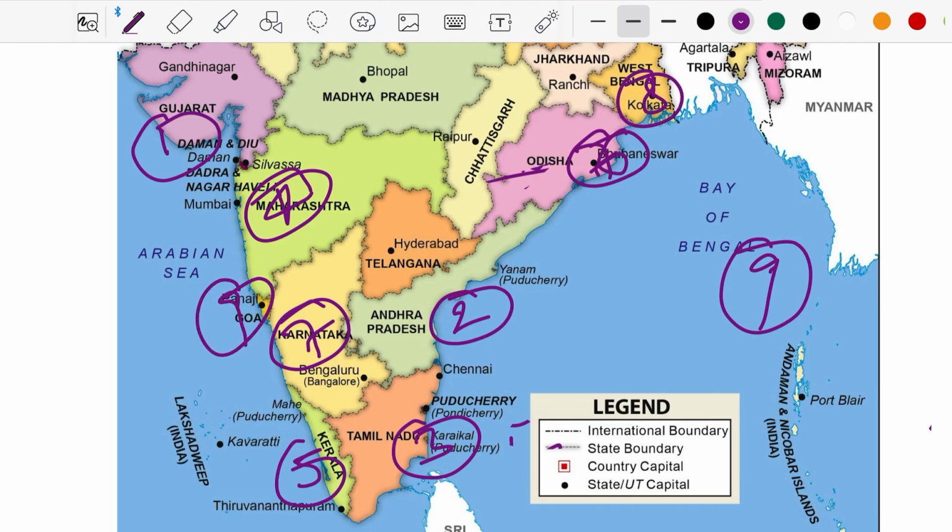I'll repeat it so that you all can have the revision. First, the state which has the largest coastal boundary is Gujarat. Second it is Andhra Pradesh. Third it is Tamil Nadu. Fourth it is Maharashtra. Fifth it is Kerala. Sixth it is Odisha. Seventh it is Karnataka. Eighth it is West Bengal, and the ninth it is Goa. So like that we have finished the coastal boundary and all those things.